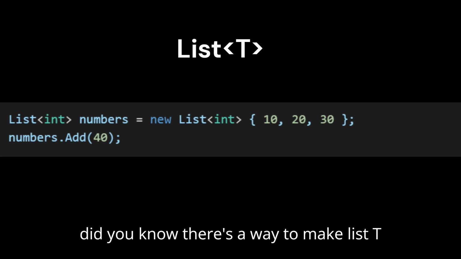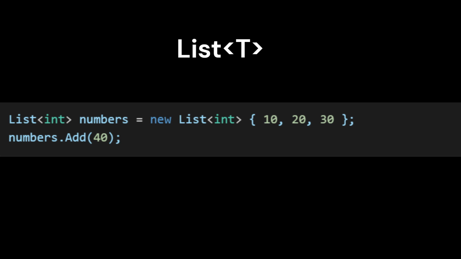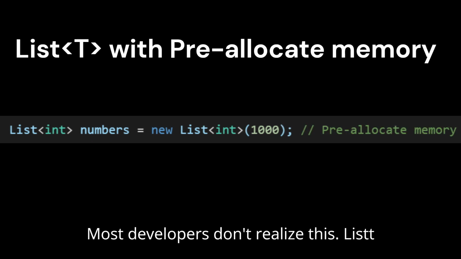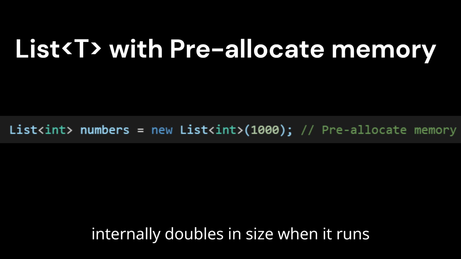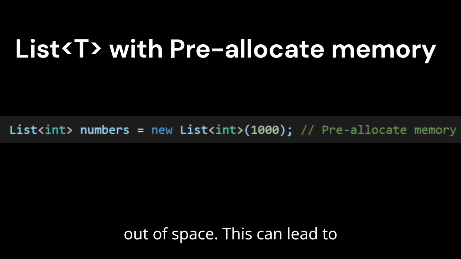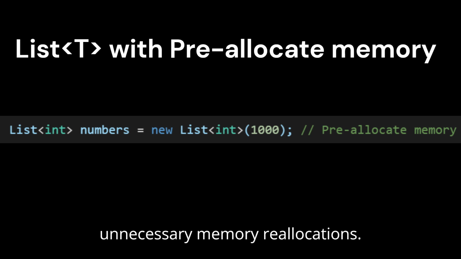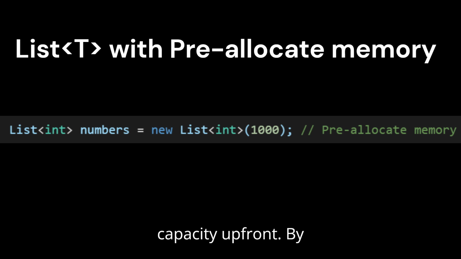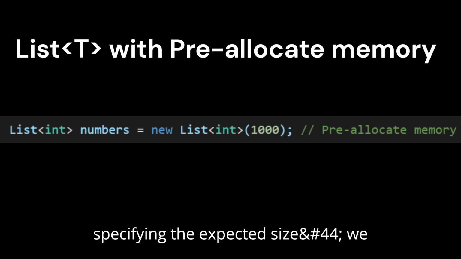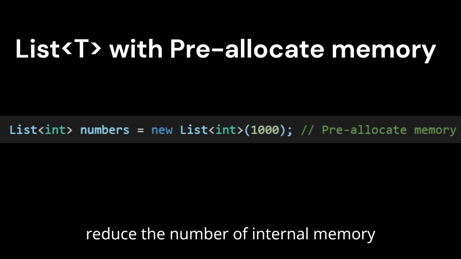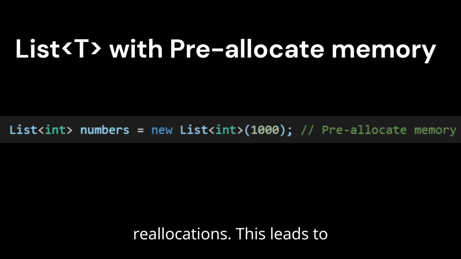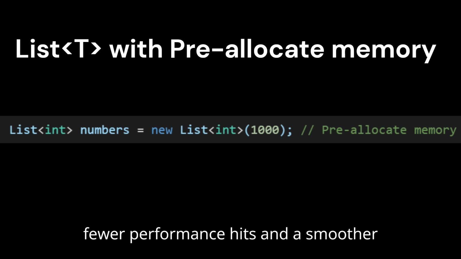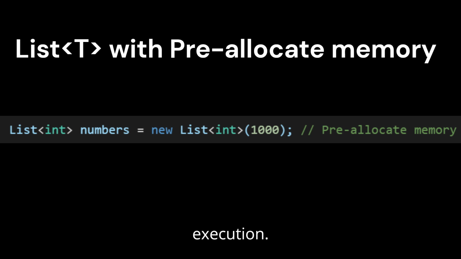But did you know there's a way to make List even faster? Most developers don't realize this. List internally doubles in size when it runs out of space. This can lead to unnecessary memory reallocations. To avoid that, we can set the capacity up front. By specifying the expected size, we reduce the number of internal memory reallocations. This leads to fewer performance hits and a smoother execution.